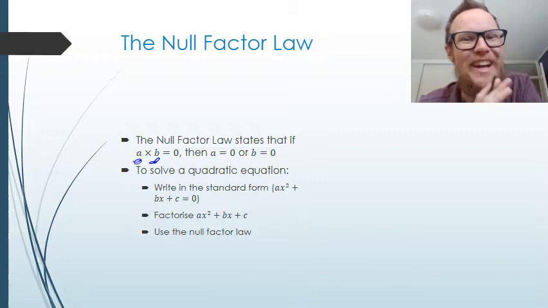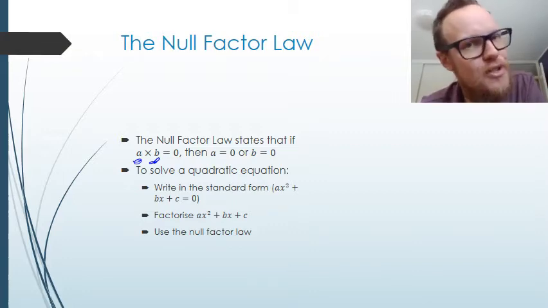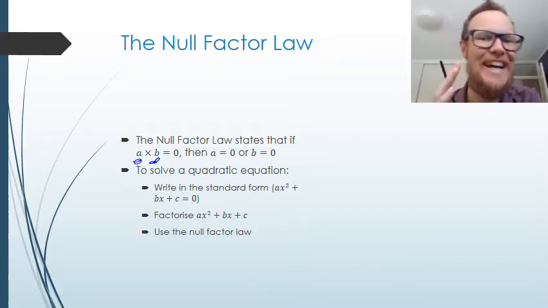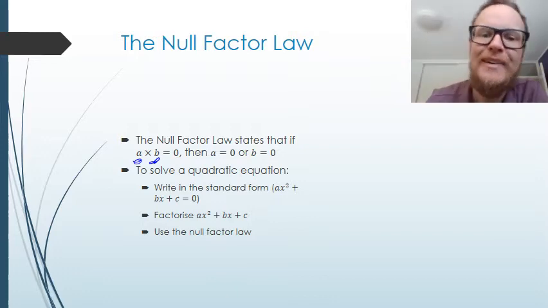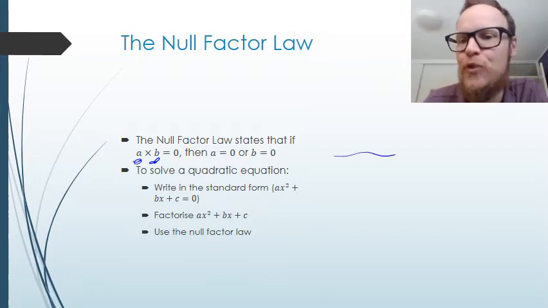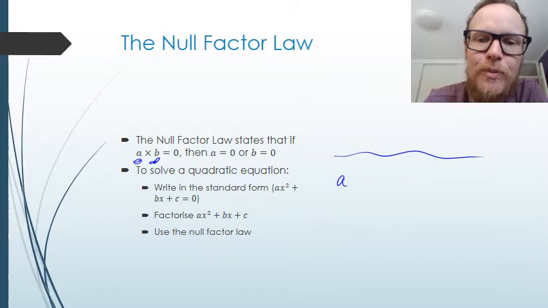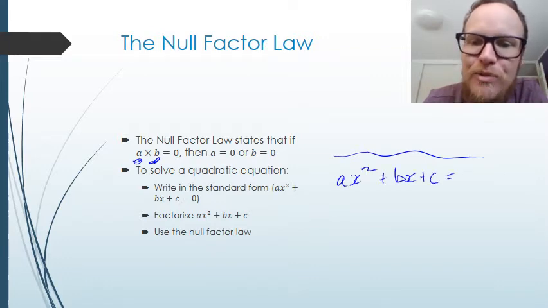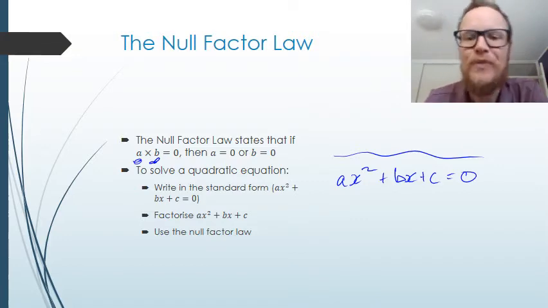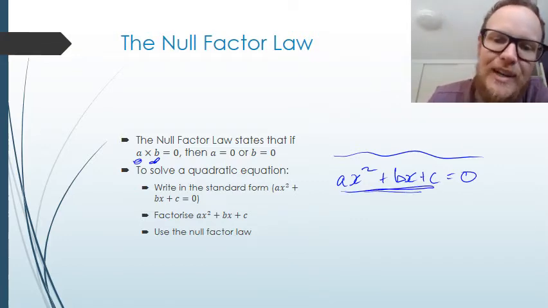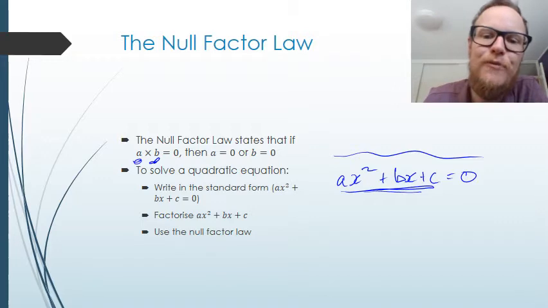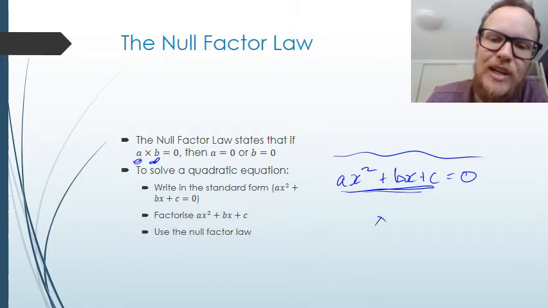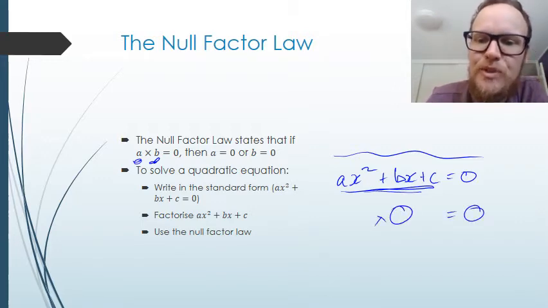So if I get a quadratic equation, I've got to try and solve it. I've got to try and find what x equals. Okay, that's what solving is in this context. We're trying to find what x equals. So if I want to do that, I'm given some kind of formula. I need to get it into the form ax squared plus bx plus c equals 0, and then factorize this side here so that I get it into the form of something times something else equals 0.